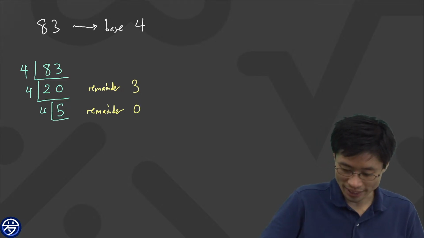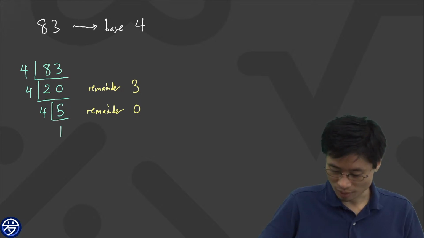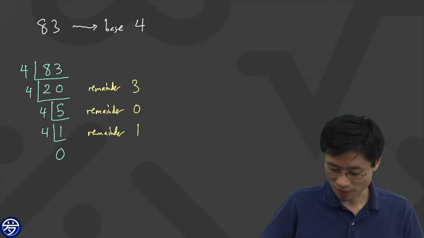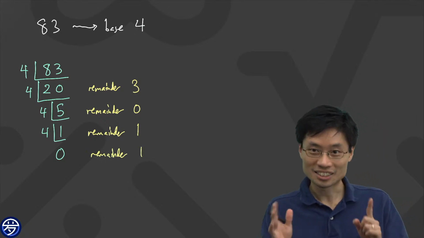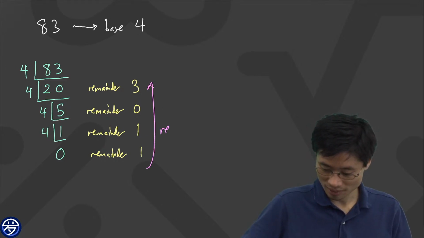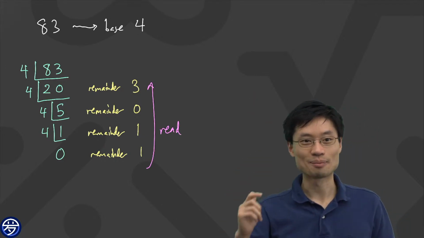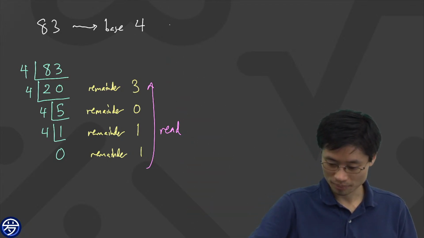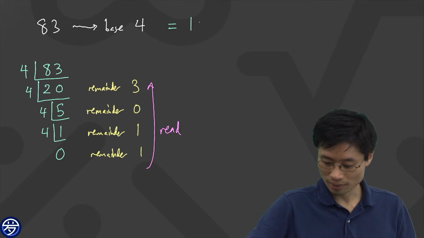Next, you divide by 4 again, and you get 1, with a remainder of 1. Divide by 4 again. Finally, you're all done. It's 0, and there's a remainder of 1. And just like we did before, you now read it up here. You read it all the way up, and in base 4, it happens to be 1, 1, 0, 3 in base 4.